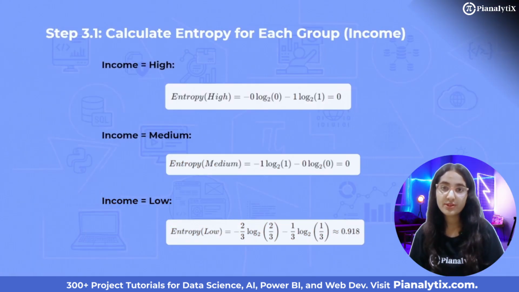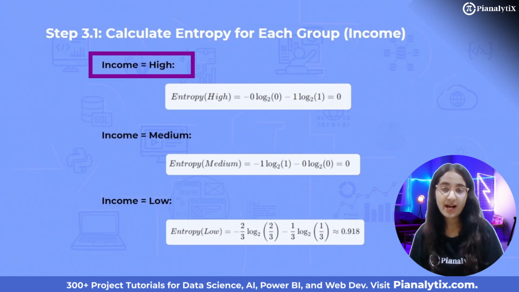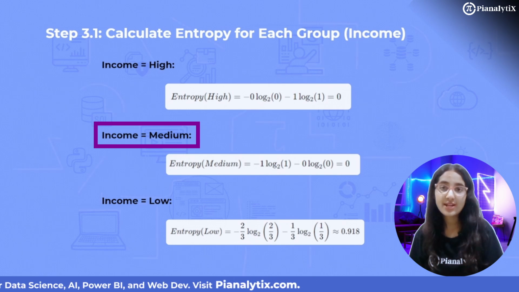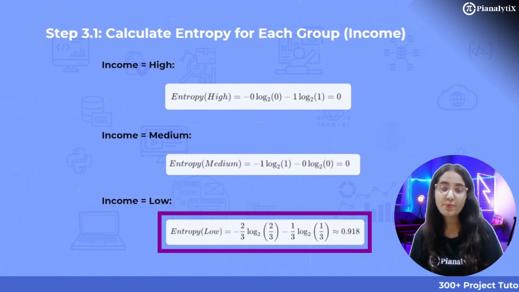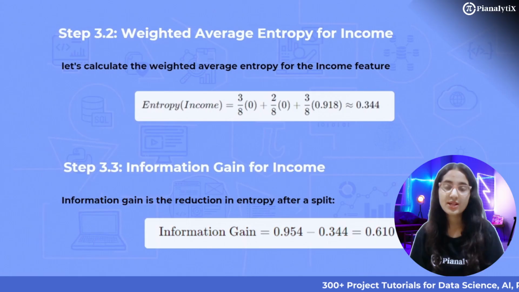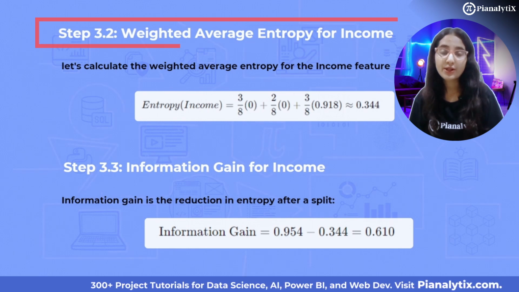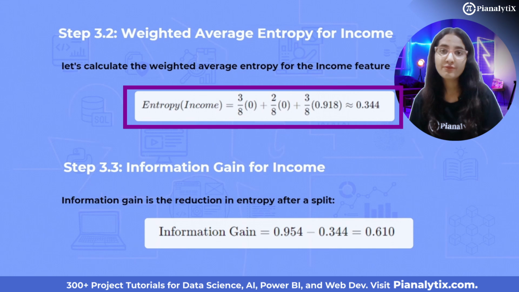Next, step 3.1. Calculate entropy for each income group. High has 3 instances and all are no. Medium has 2 instances and all are yes, and low has 2 yes and 1 no, and has entropy of nearly 0.918. Step number 3.2. Weighted average entropy for income. Now let's calculate the weighted average entropy for the income feature having 3 high instances, 2 medium and 3 low instances. By putting in the formula, we get entropy at 0.344.